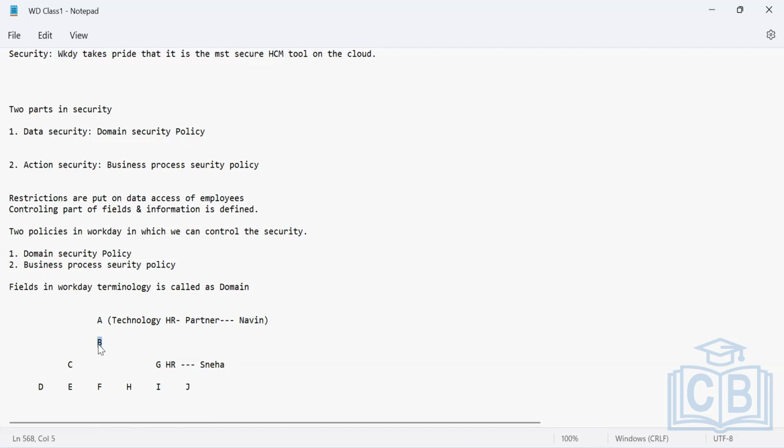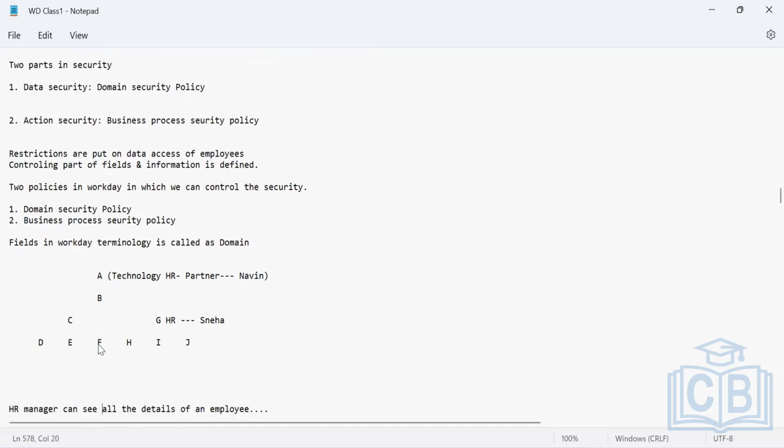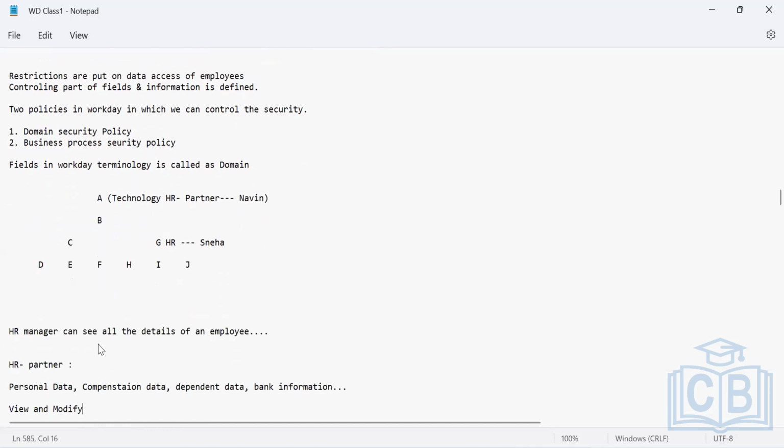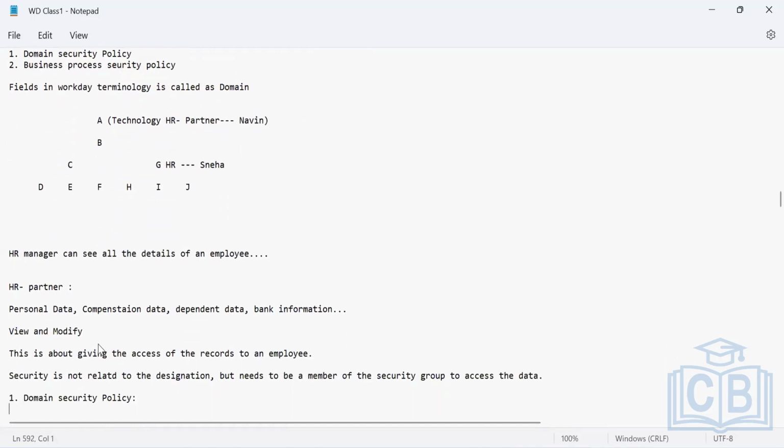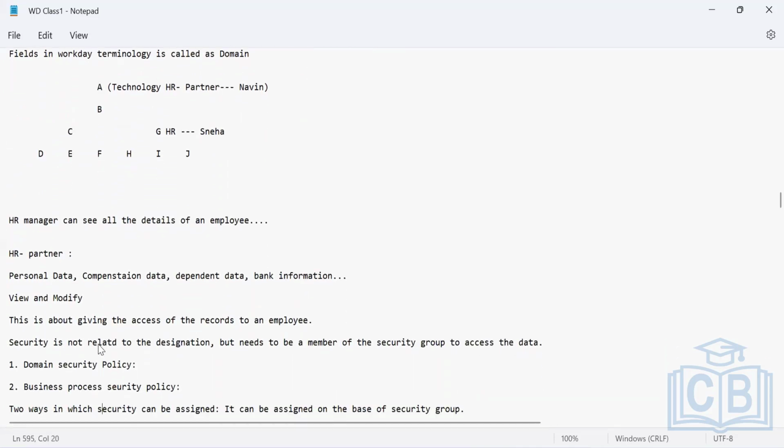If they are able to do that, that means there is a serious wrong permission that has been assigned to that security group where C is a part of it. Clear?